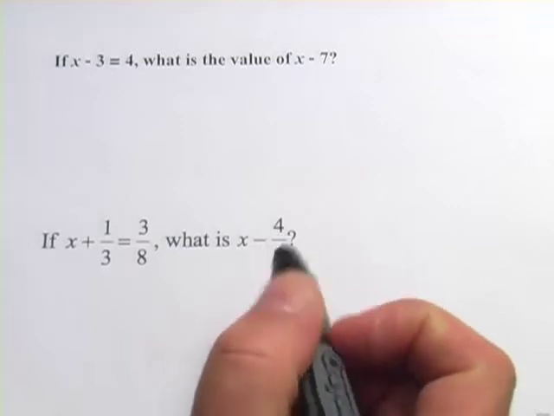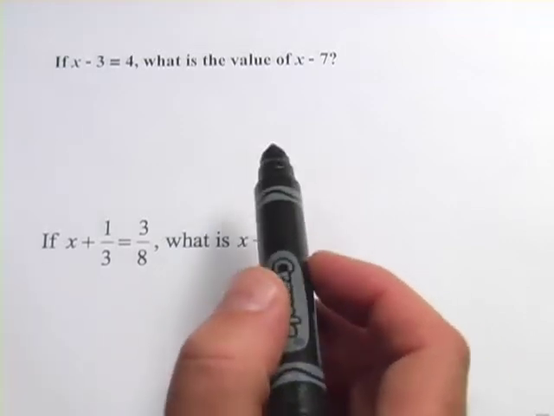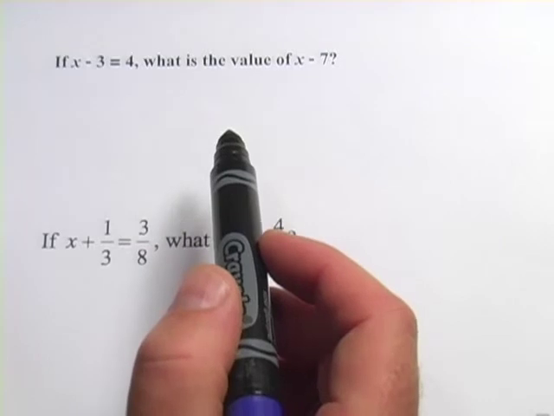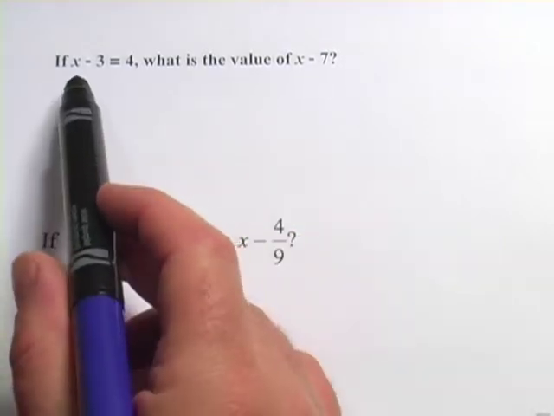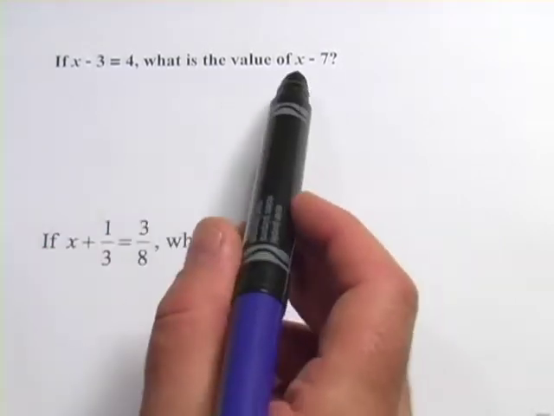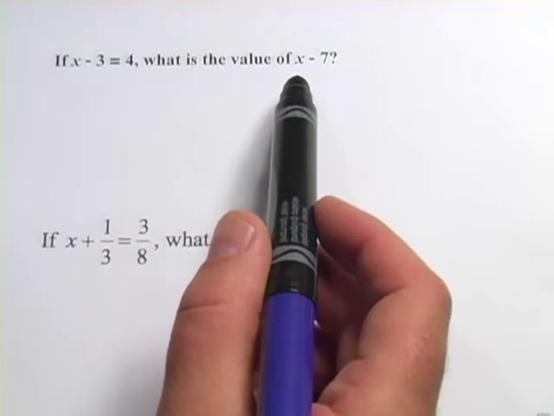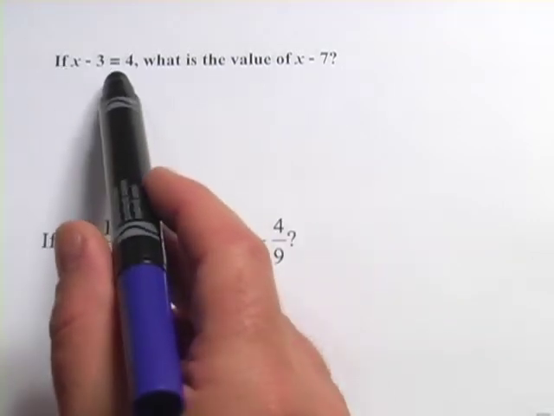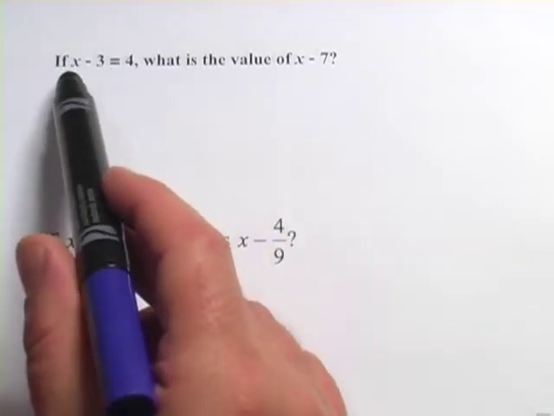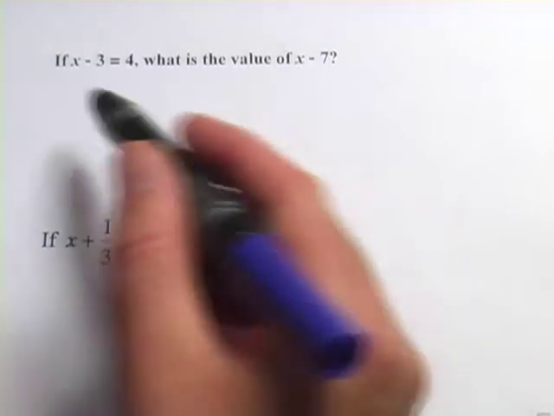In these problems, we're looking at some algebra that requires more than one step. Let's look at the first one. It says, if x minus 3 equals 4, what is the value of x minus 7? So what you'll do here is solve this first, get a value for x, and then plug it into this expression. So let's do that.